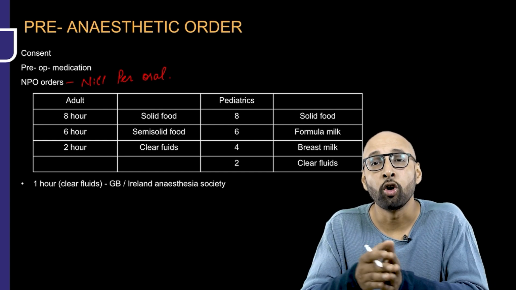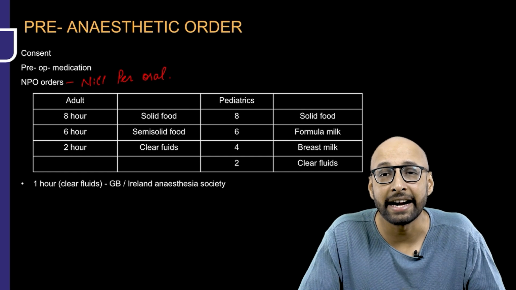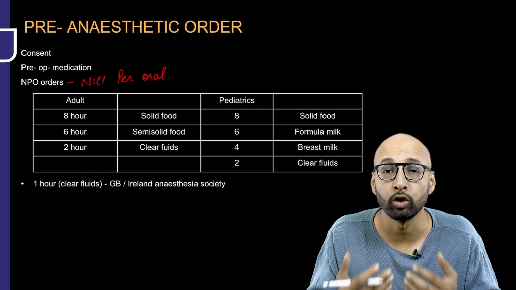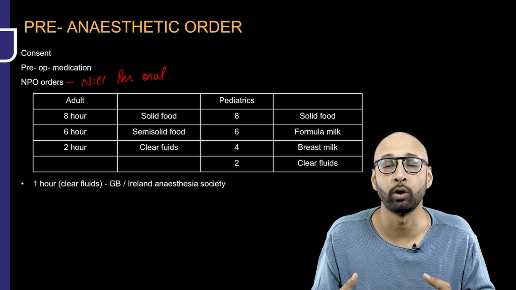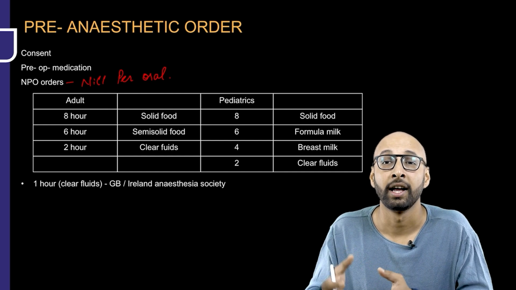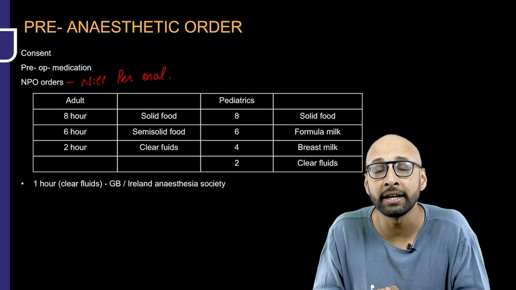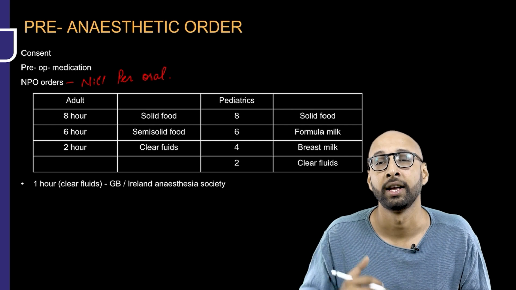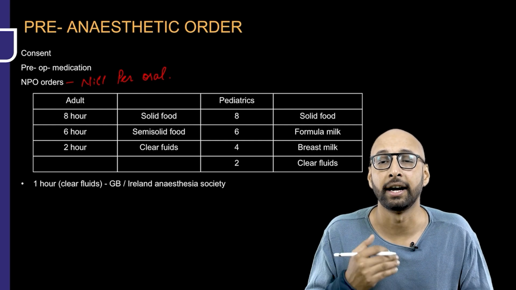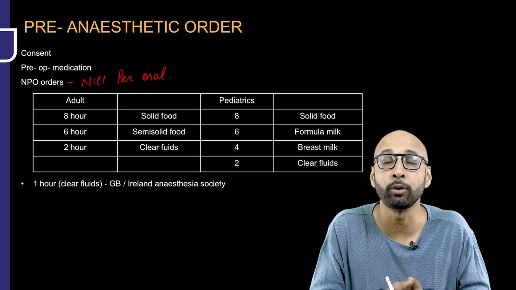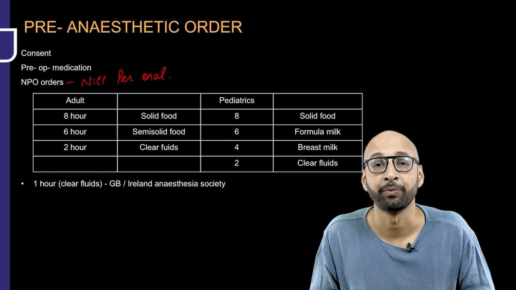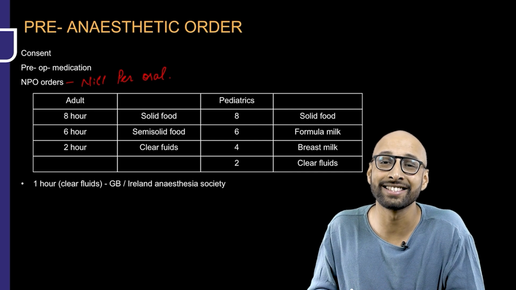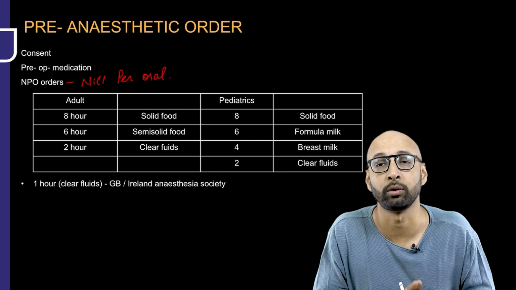Similarly, if there is a pediatric patient who is going to get operated, the patient should be kept NPO for solid foods at the same time as the adult, that is at 12 in the night. If the patient is on formula milk, the formula milk has to be stopped 6 hours prior to surgery. If the patient is on breast milk, the patient should be kept NPO 4 hours prior to the surgery. And for clear fluids, the patient can be given clear fluids up to 2 to 3 hours prior to surgery.